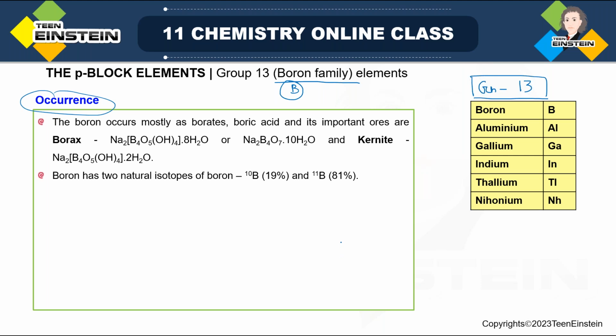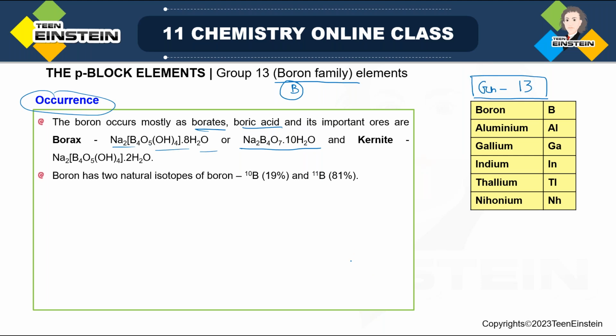Now boron, the first element, mostly occurs in borate. This is a particular anion of boron, where it is an anion with oxygen. Details we will see later. Then in boric acid, H3BO3, and some other important ores. The names you should know. For borax, this formula is easier to remember: Na2B4O7 with 10 water molecules. This is borax.